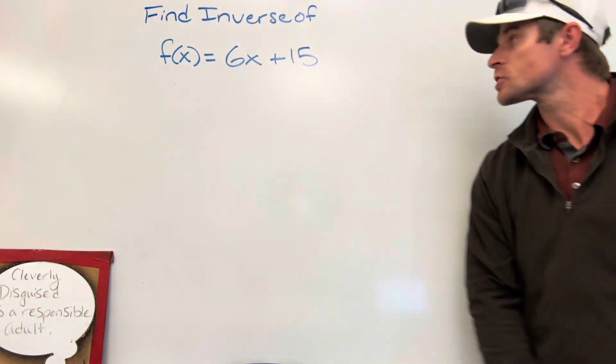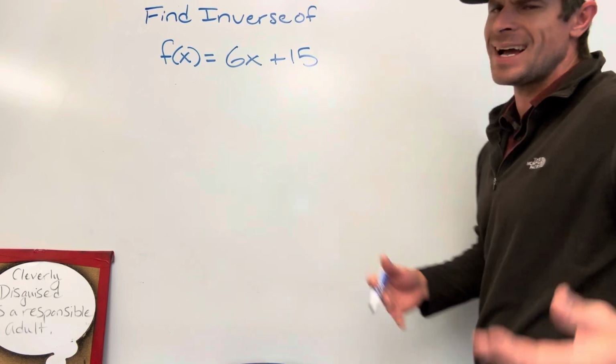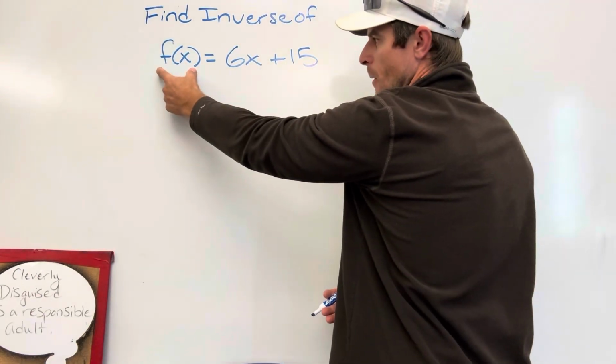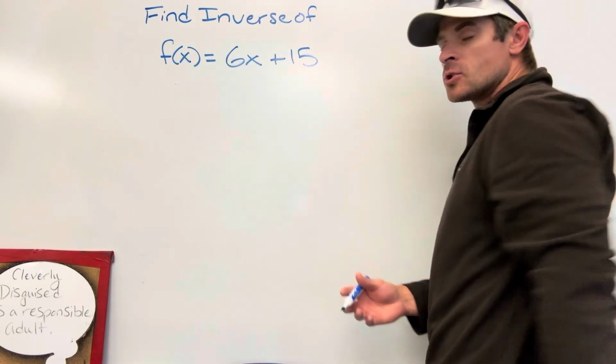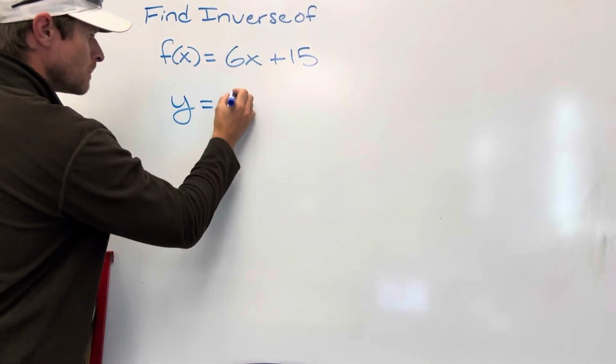Let's find the inverse of this function right here. F of x equals 6x plus 15. How do we get the inverse of a problem like this? Okay, we know f of x is our output, x is our input. So what we're gonna do is replace the f of x with a y for our output.